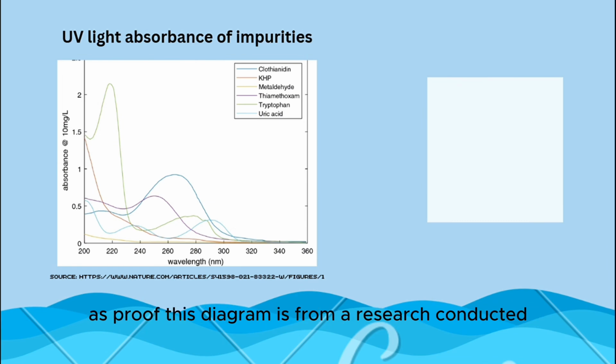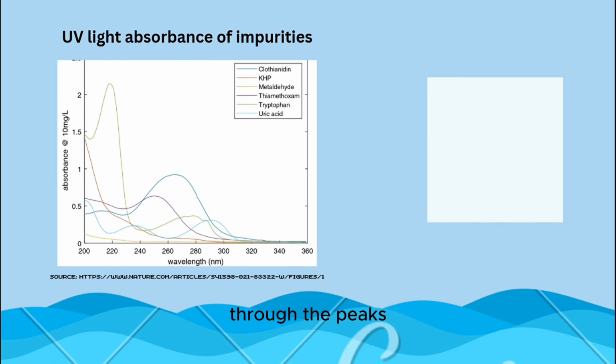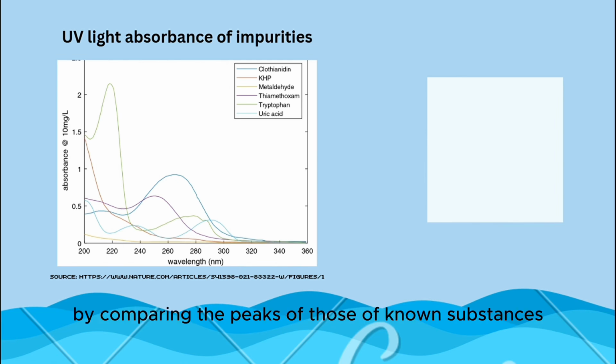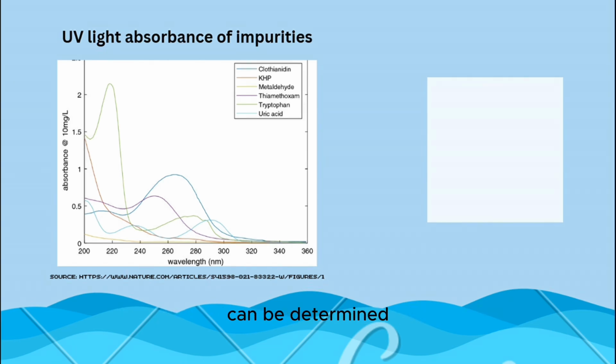As proof, this diagram is from research conducted to see whether this is valid through the peaks. By comparing the peaks to those of known substances and using calibration curves, the presence and concentration of impurities can be determined.